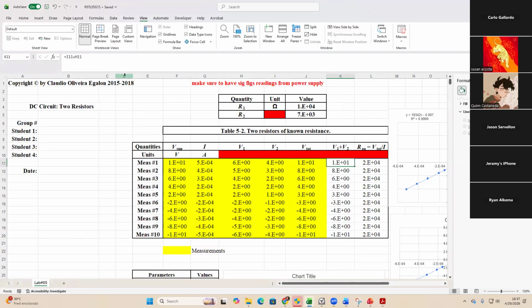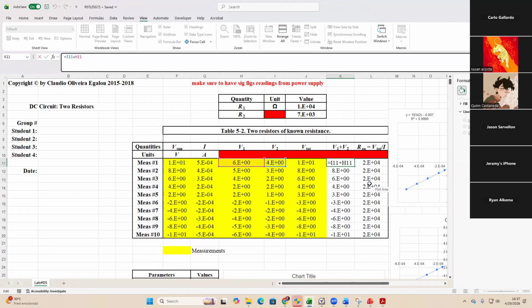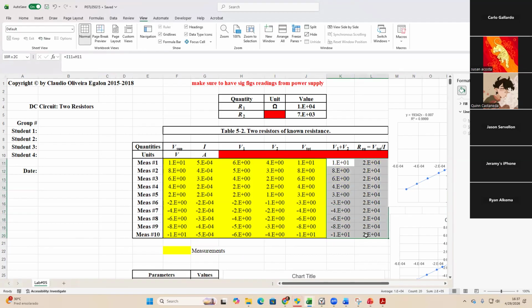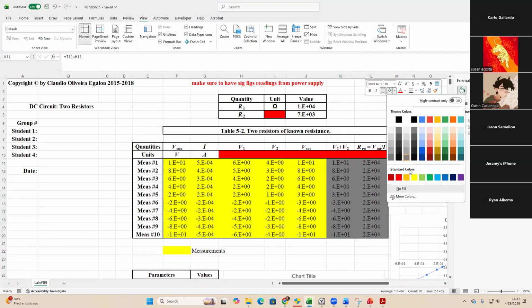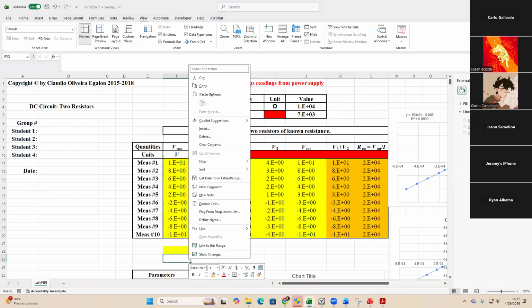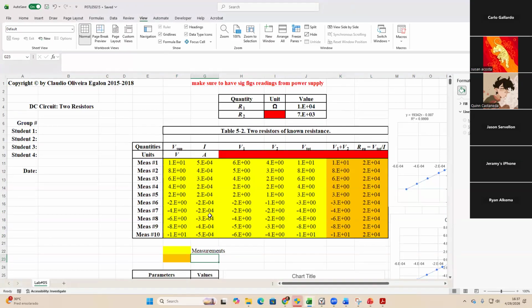What you have here are results. Gonna put it which color? Orange. Results. V1 plus V2. And this number should be close to this number here. Very close. It's not going to be exactly the same, but it's going to be very close.